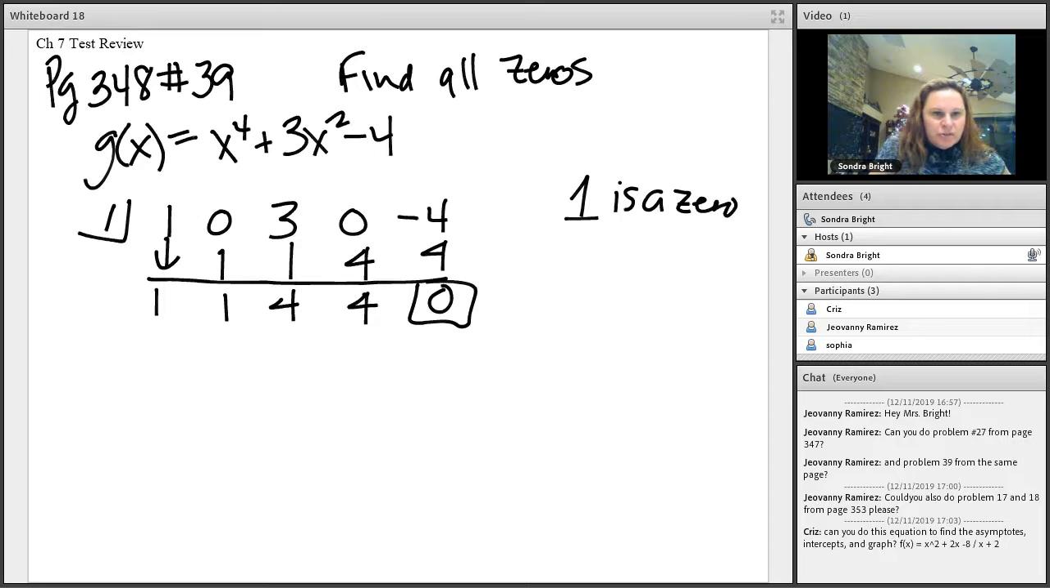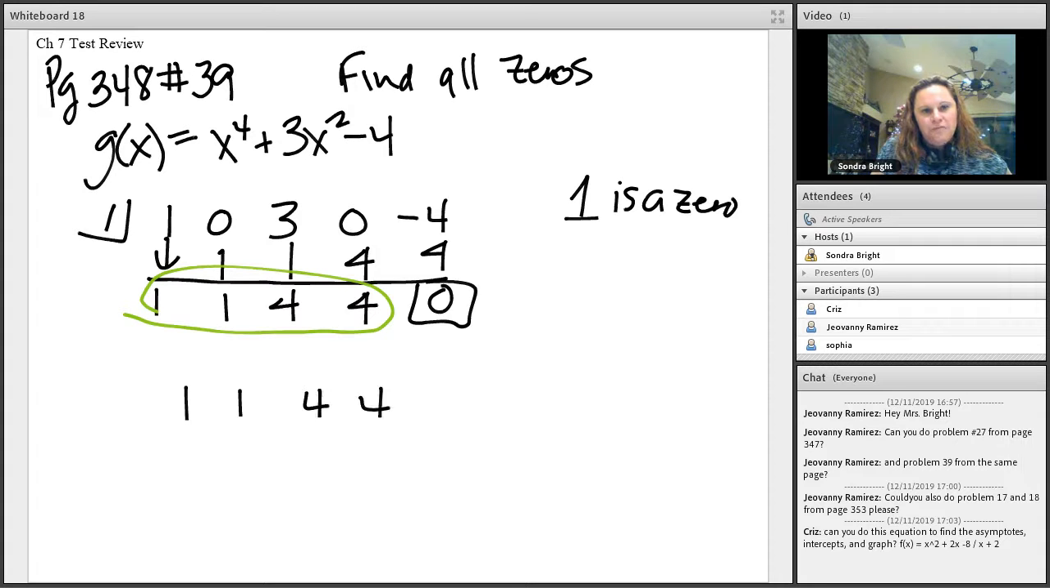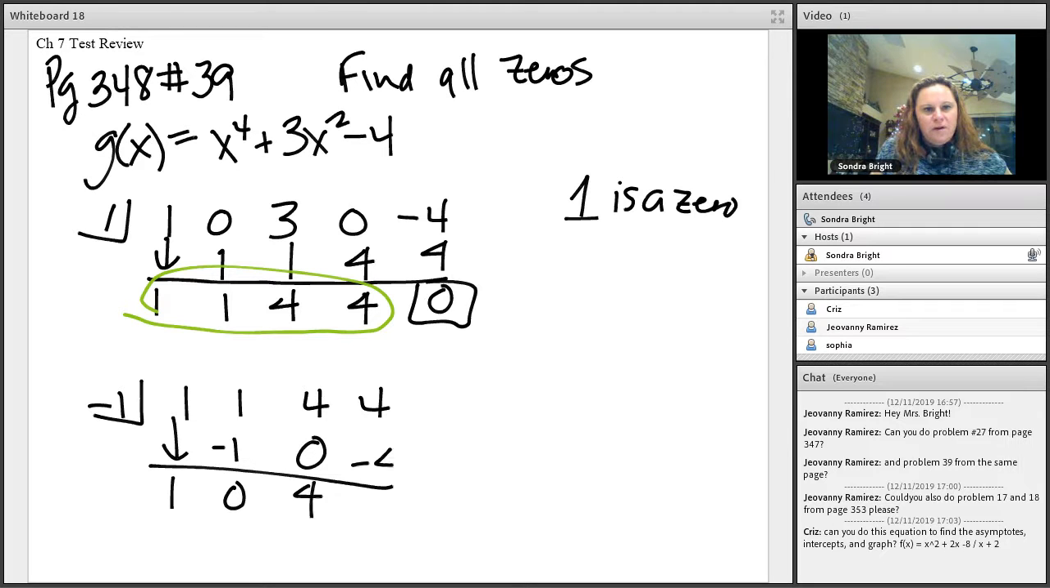And now what I'm going to use is this depressed equation, which is an x cubed, so I can't factor it yet. But I'm going to use those as my coefficients now: 1, 1, 4, and 4. And I'm going to try negative 1. Bring down the 1, and then negative 1, 0, 0, 4, negative. Oh, nice. So that means negative 1 is also a 0.